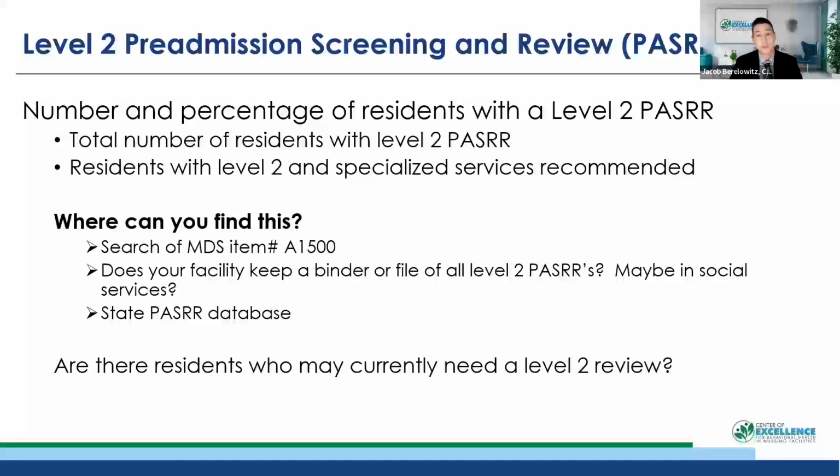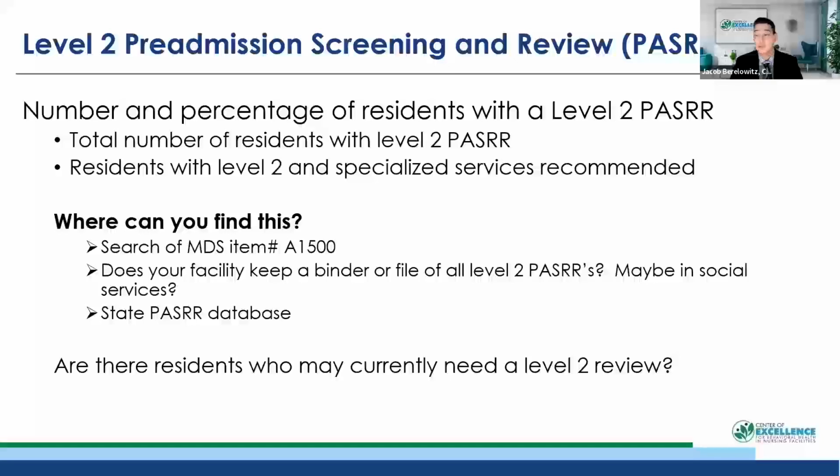Now, you may have some other places where you can find this information. The PASAR process, even though it's a federal requirement, is actually managed at the state level. And so every state has a different setup for how all the PASAR information is held. I can't tell you what your state is doing, but you may have a PASAR database, an online database. A lot of those exist nowadays. Many states have them, where someone on your team hopefully has a login to that database and is able to view all the residents in your facility that are currently logged as a level 1 and as a level 2.